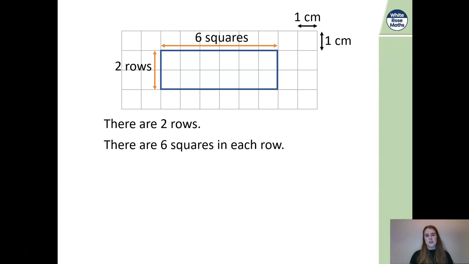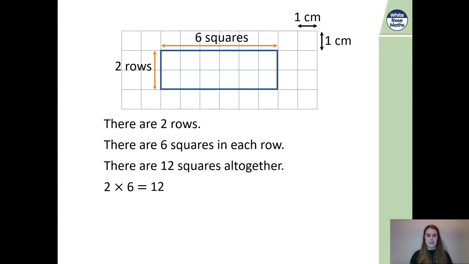Now we could do what we looked at yesterday, and we could count all the squares, or we could do it an easier way where we multiply 2 and 6 together. So we know there's 12 squares altogether. 2 times 6 is 12. Equally, 6 times 2 is also 12.